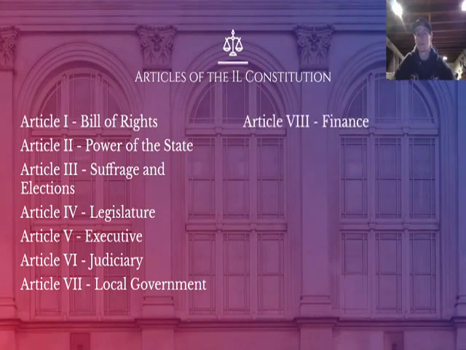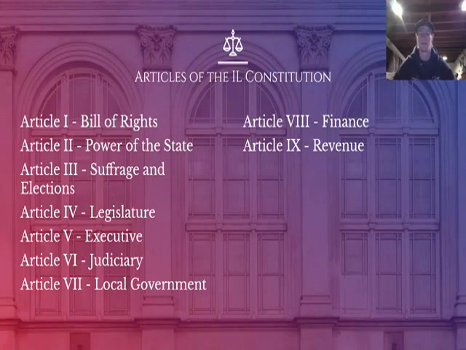Article 8 discusses finance, how revenue and all those sorts of things are going to be sorted out within the state. Revenue is going to talk specifically about how things are being spent within the state. Vice versa, finance will be talking about this expenditure within the state. Revenue is going to be the taxable stuff that's going to be talking about how the money is coming into the state. My apologies there.